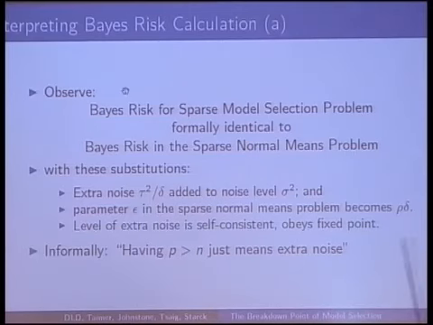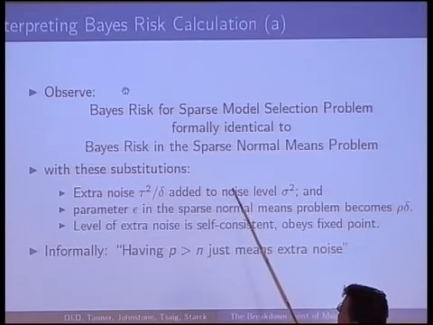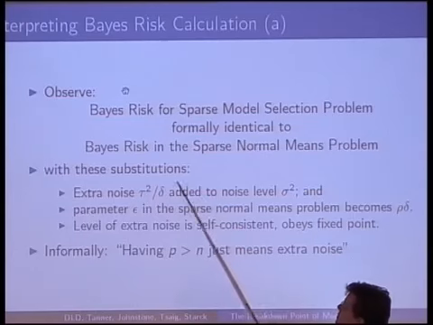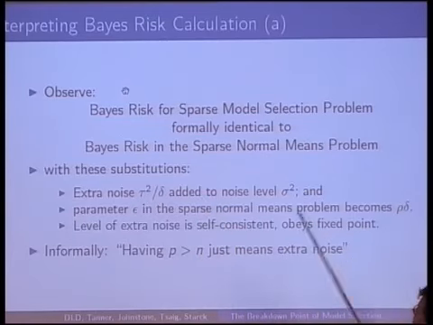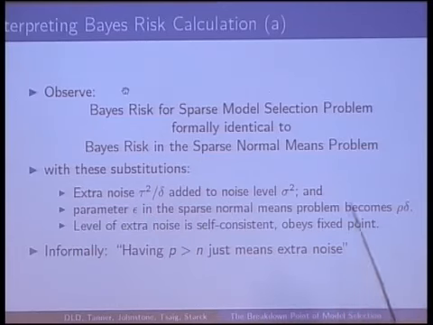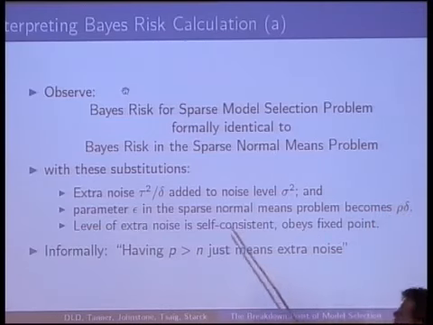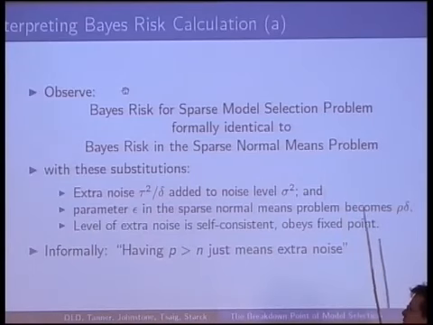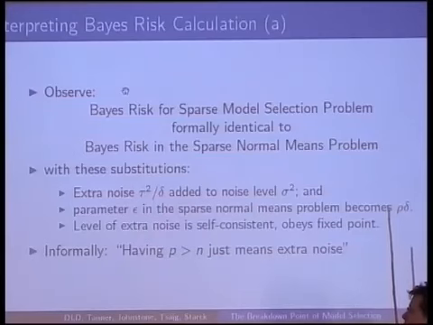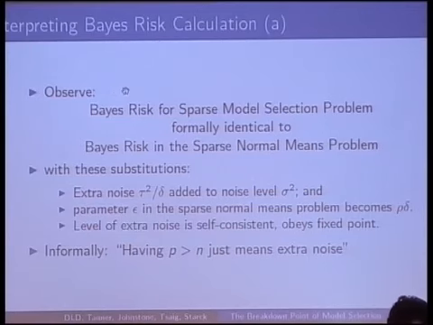With these substitutions, the noise level is increased from the per parameter nominal noise level to add an extra term. And the sparsity parameter in the normal means problem is, of course, the right thing calibrated to the problem. This extra noise here is self-induced and self-consistent because of the fixed point relation. So again, we see in this problem that having p bigger than n just means that you're adding extra noise. It just means you have a noisier problem. However, the noise is determined implicitly. You're not adding noise of a fixed amount from outside. It's a self-induced extra noise.